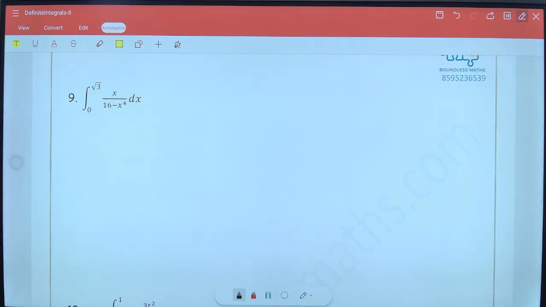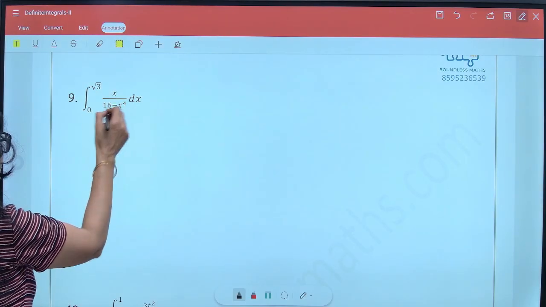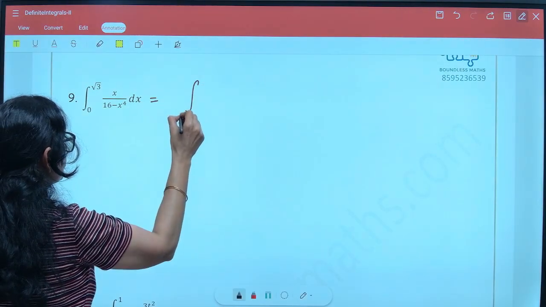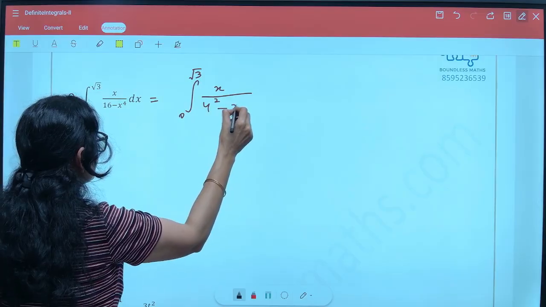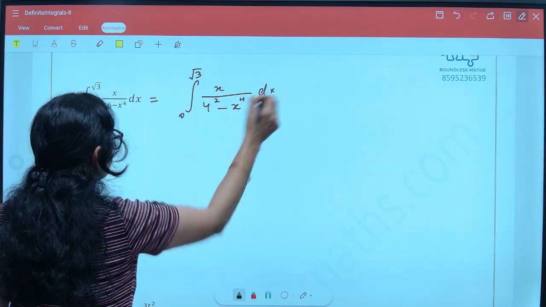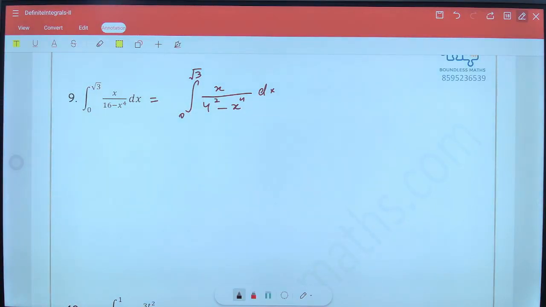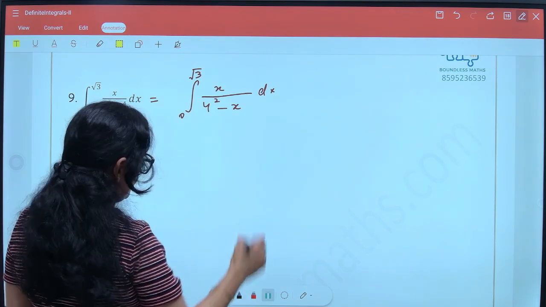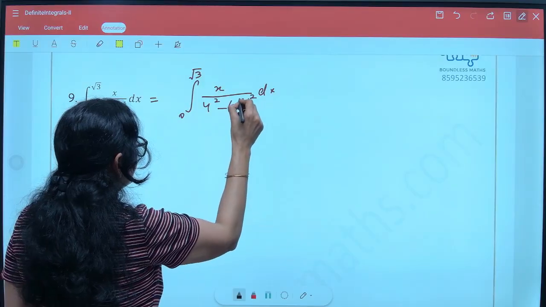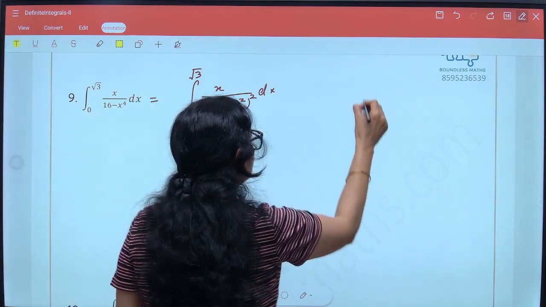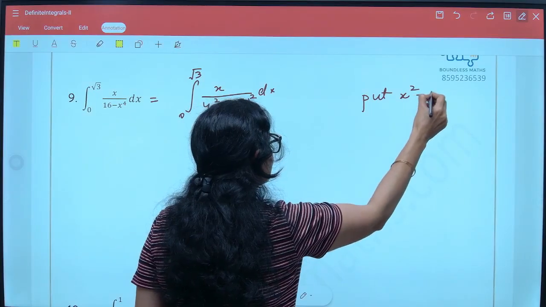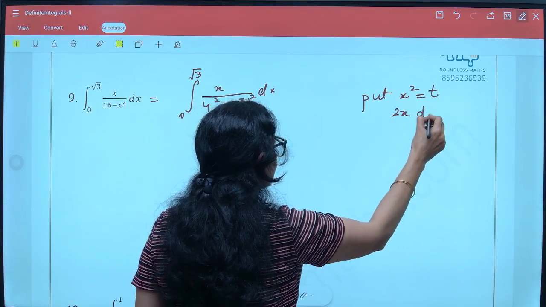Now the next question is x upon 16 minus x to the power 4 and the limits are 0 to square root 3. So first thing is we can see that this is square of 4, so we can just change it to this form, 0 to square root 3, x upon 4 square minus x to the power 4 dx. And this x to the power 4 can also be written as x square whole square. So we have x square whole square here. Now we can put x square as t, so that 2x dx becomes dt.